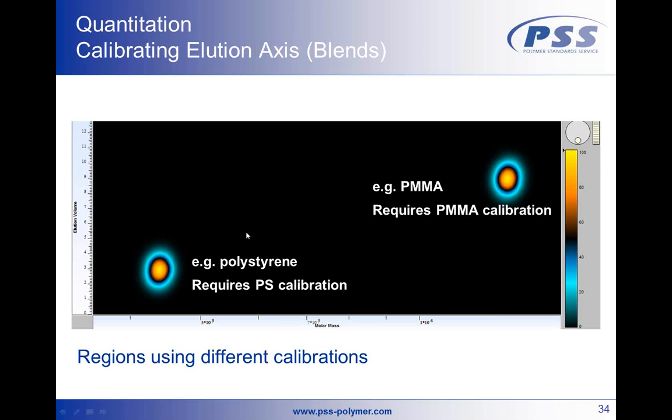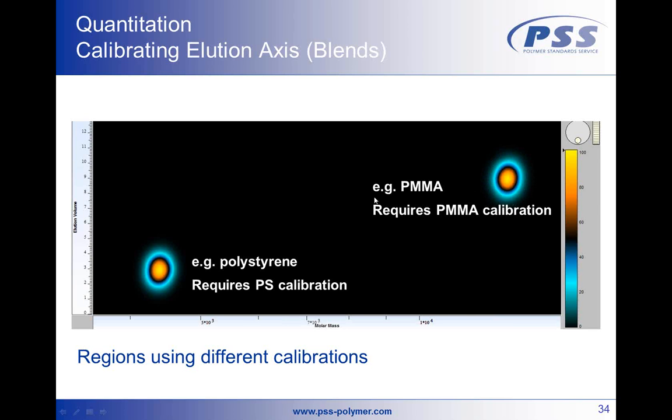For example, if you do that in the correct way, then you have the separation here. If this were a polystyrene, we would like to have a polystyrene calibration for this peak, or you can have a PMMA calibration for this peak. So if you have blends, that is easy. Simply say, well, this is PMMA and this is polystyrene, and evaluate your chromatograms with two different calibration curves in the two regions.